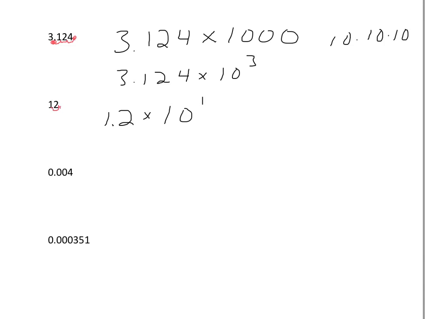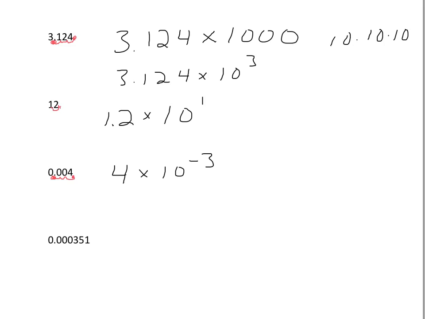The same principle works for very small numbers, except I already have the decimal point here. And now I'm going to move it to the right instead of to the left until I get a number between 1 and 10. So 1, 2, 3 places. I've got 4, which is a number between 1 and 10. So I have 4 times 10 to the, this time I need a negative number. I moved it over 1, 2, 3. So 4 times 10 to the negative third.